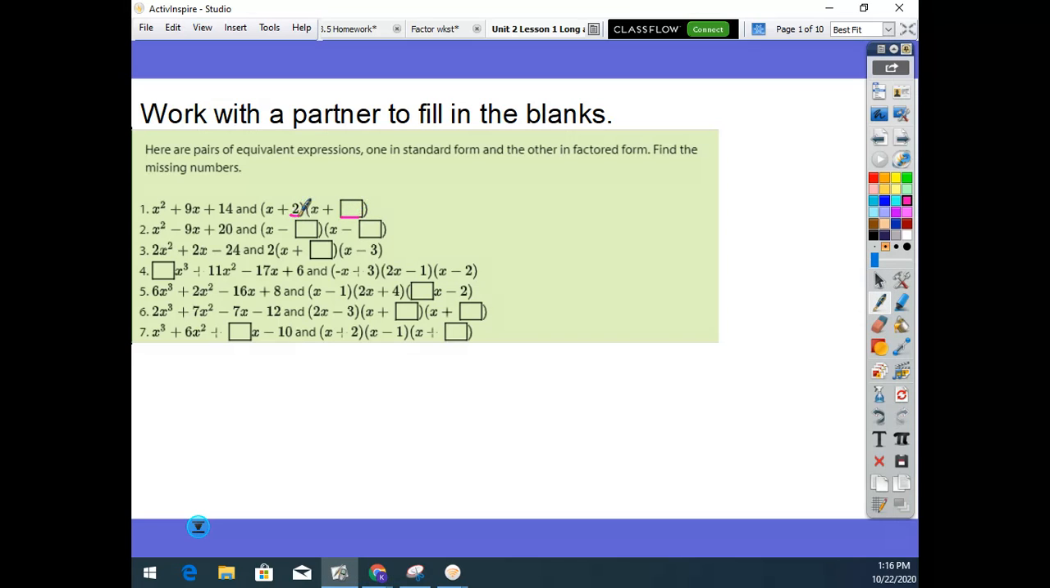If this number is 2, what do we take 2 times to get 14? 7. Notice plus 2 plus 7 makes positive 9. So you're just trying to look at one side and look at the other side in between the ands, and fill in the missing blanks.